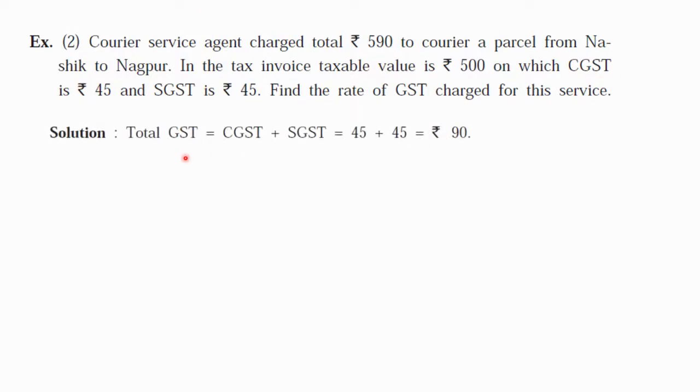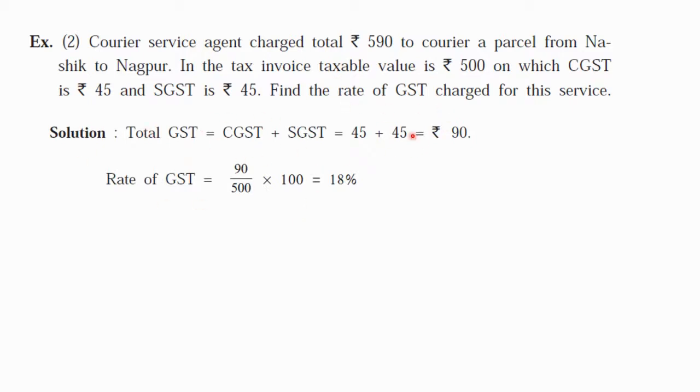So if you see the solution, total GST would be CGST plus SGST. Both of these are given in the question. So 45 plus 45 will be rupees 90. So rupees 90 is the total GST charged, the amount of GST charged. We have to find out the rate of GST. So this is the basic principle.